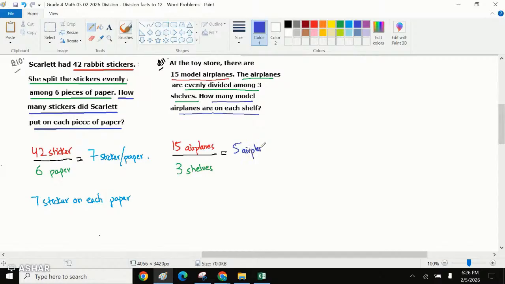That means 5 airplanes per shelf. Okay. Yes, very good. 5 per shelf. So 5 slash shelf would mean 5 on each shelf, right? So this tells us the complete answer. Very good Tess, very good May, Mai and Semi. Thank you. Let's move on ahead to the next question.